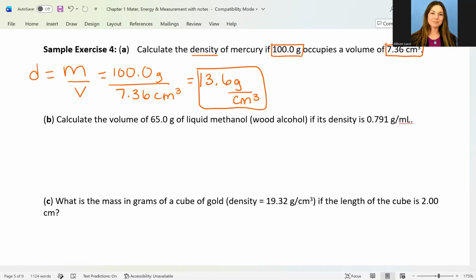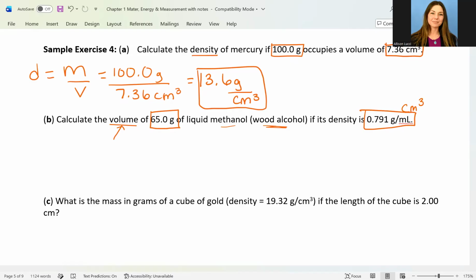Now we're asked in part B to calculate the volume of liquid methanol if we're given 65.0 grams. Another name for methanol is wood alcohol. And we're given the density of 0.791 grams per milliliter. Remember, a milliliter is the same as a cubic centimeter, so we could report our answer in either volume unit if we needed to.